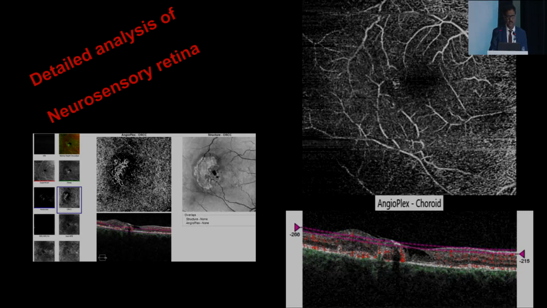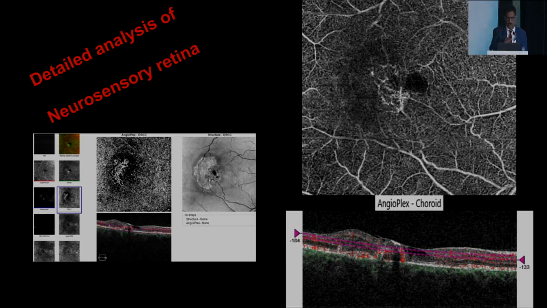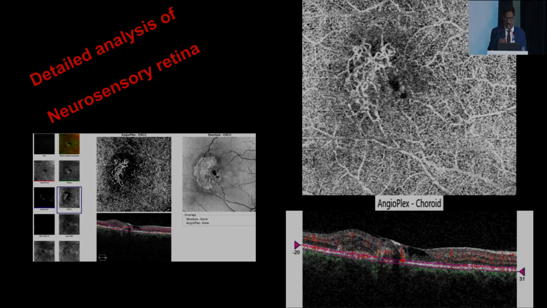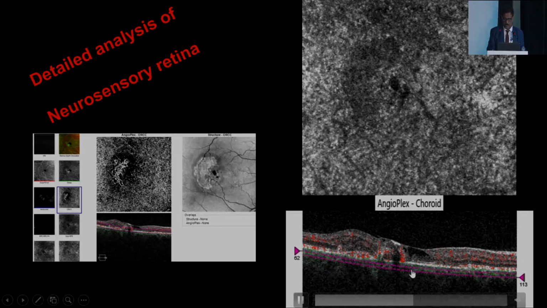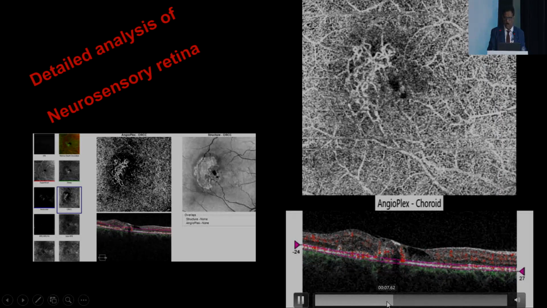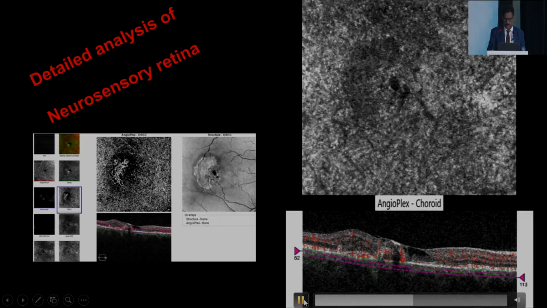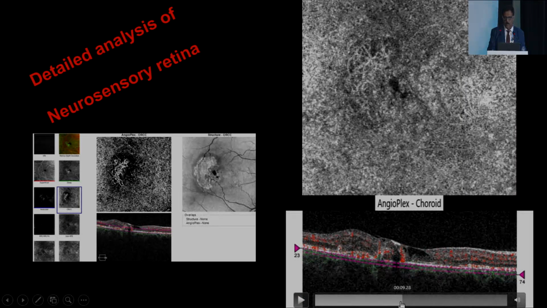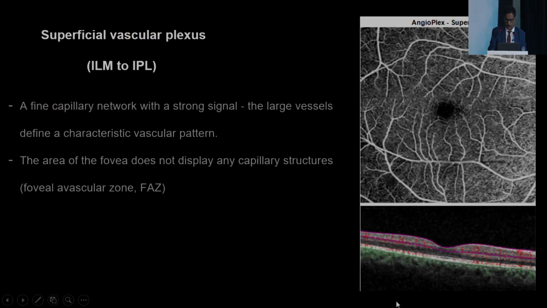If you run the scan from superficial to deep, you can see the pink line going from the superficial layer to the deeper layers, and you can just reverse it like this, or pause here, to get information about the new vessels. So the superficial vascular plexus is from the ILM to the IPL that I was telling you about.